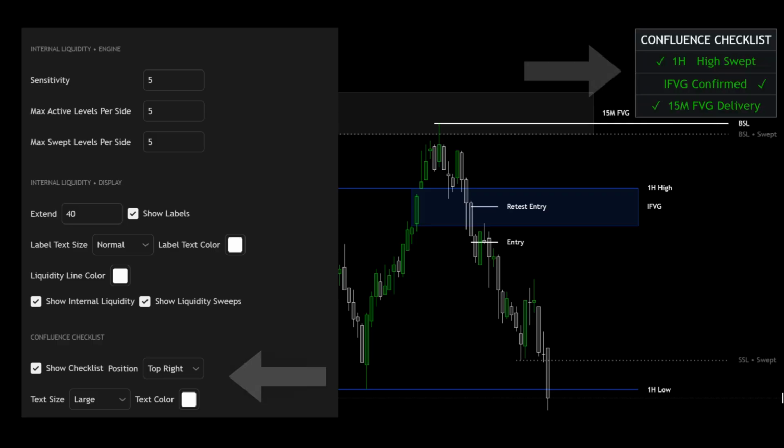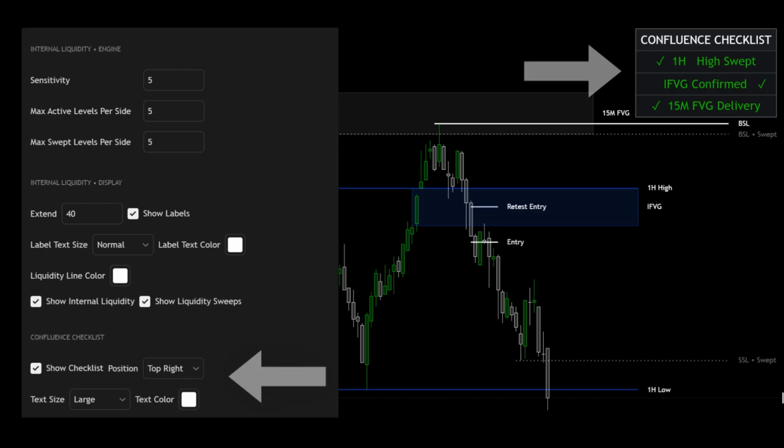Finally, the confluence checklist brings everything together. This system tracks conditions across each selected time frame. It begins by waiting for price to take a previous high or low, confirming liquidity has been swept. Once that happens, it waits for an IFVG to form in that direction. At the same time, it monitors whether price has tapped into a higher timeframe FVG for added confluence and delivery. As conditions begin to stack, the setup becomes stronger.